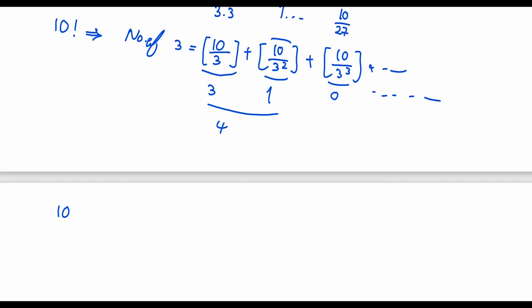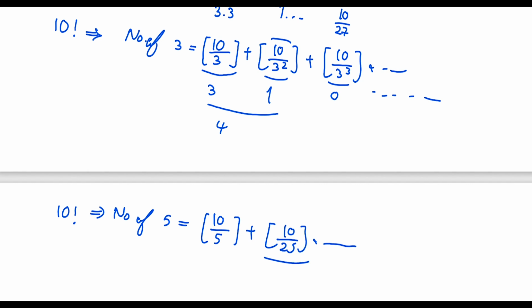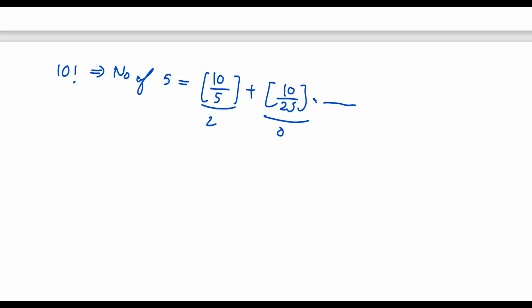And if we use this method to figure out how many factors of 5 are in 10 factorial, it will be 10 over 5 plus 10 over 25. It is 0 and it is 2. So it seems an easier and more reliable method.